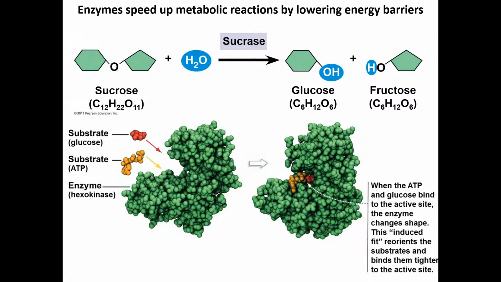Your sucrose molecule will bind to the enzyme sucrase, and the water molecule will then break off that covalent bond, the glycosidic linkage here. It'll break it, and you attach an OH group to the glucose and a hydrogen atom to the fructose molecule. So, hydrolysis. And you end up with your products.